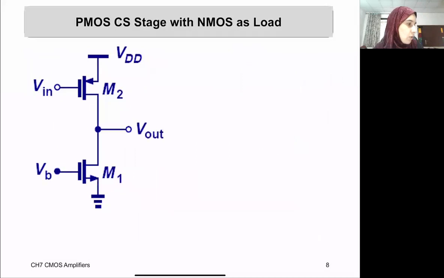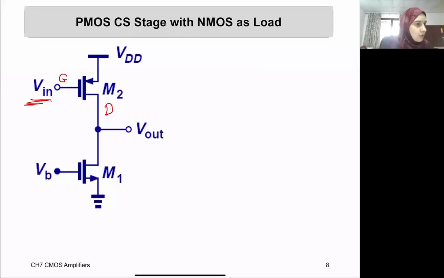Now here in this question, it's still a common source. Why? The input you can see is coming here. The Vin is coming at the gate of M2, and we are taking the output from the drain of M2. Therefore, it still remains a common source, because the input is the gate of the transistor and the output is taken from the drain of the same transistor.